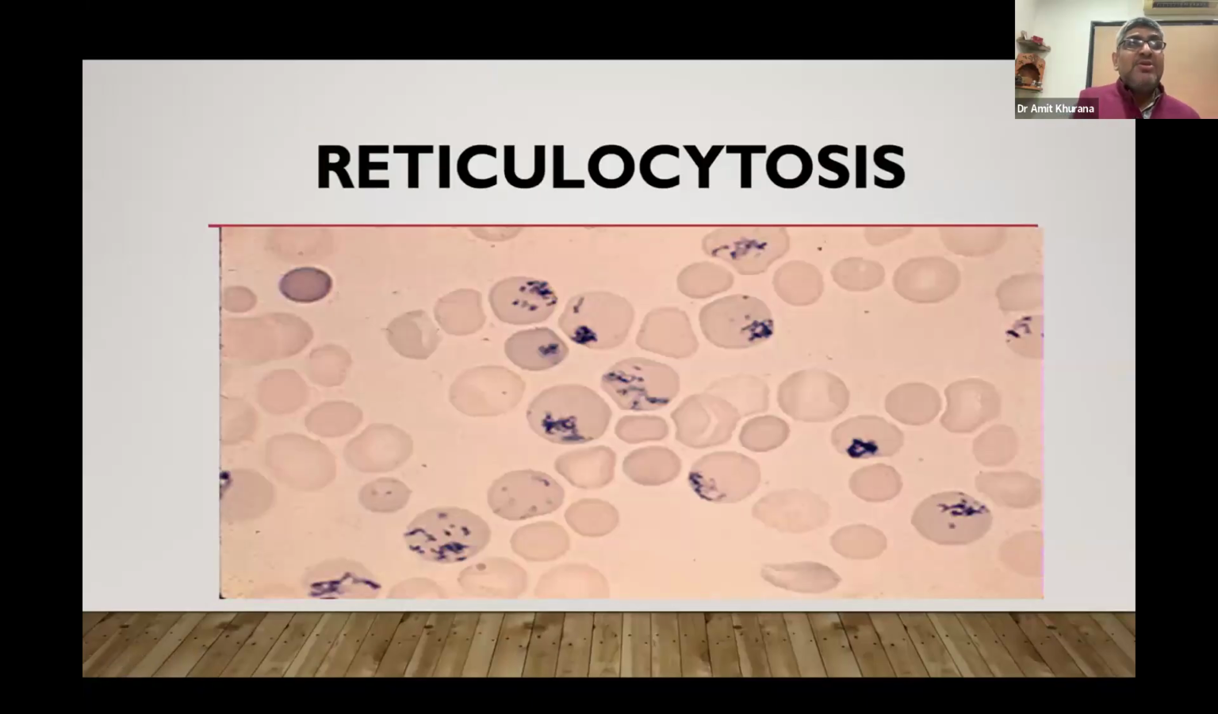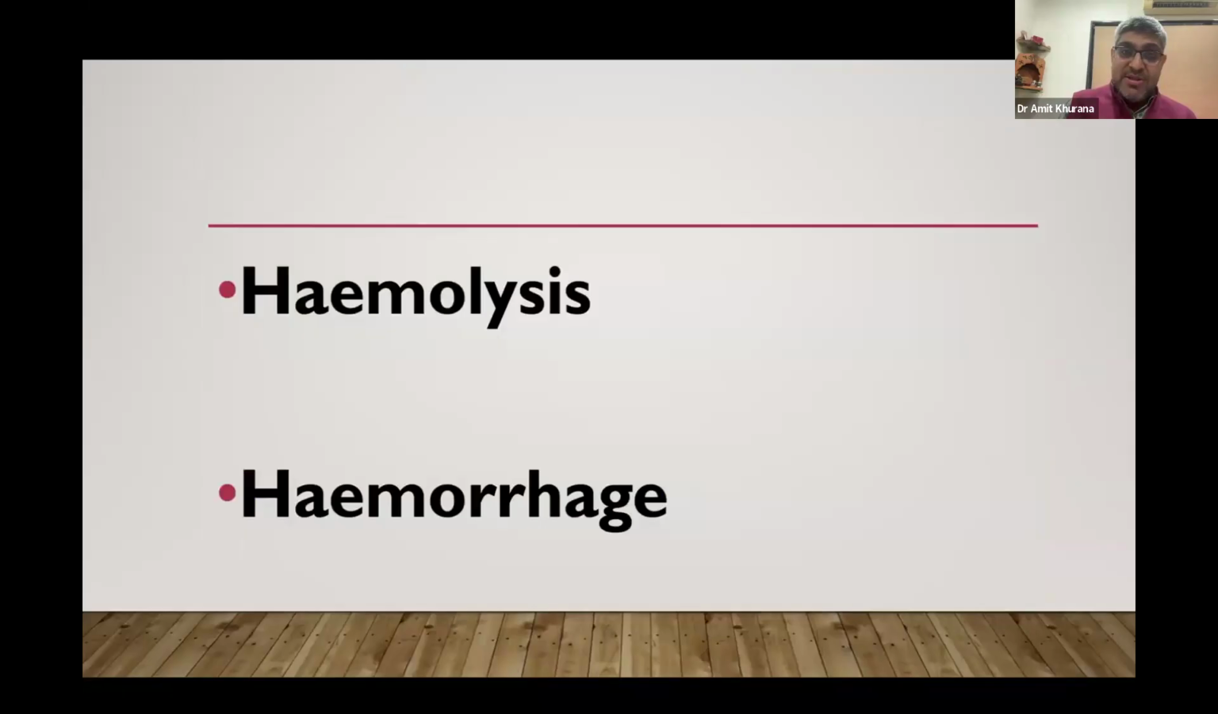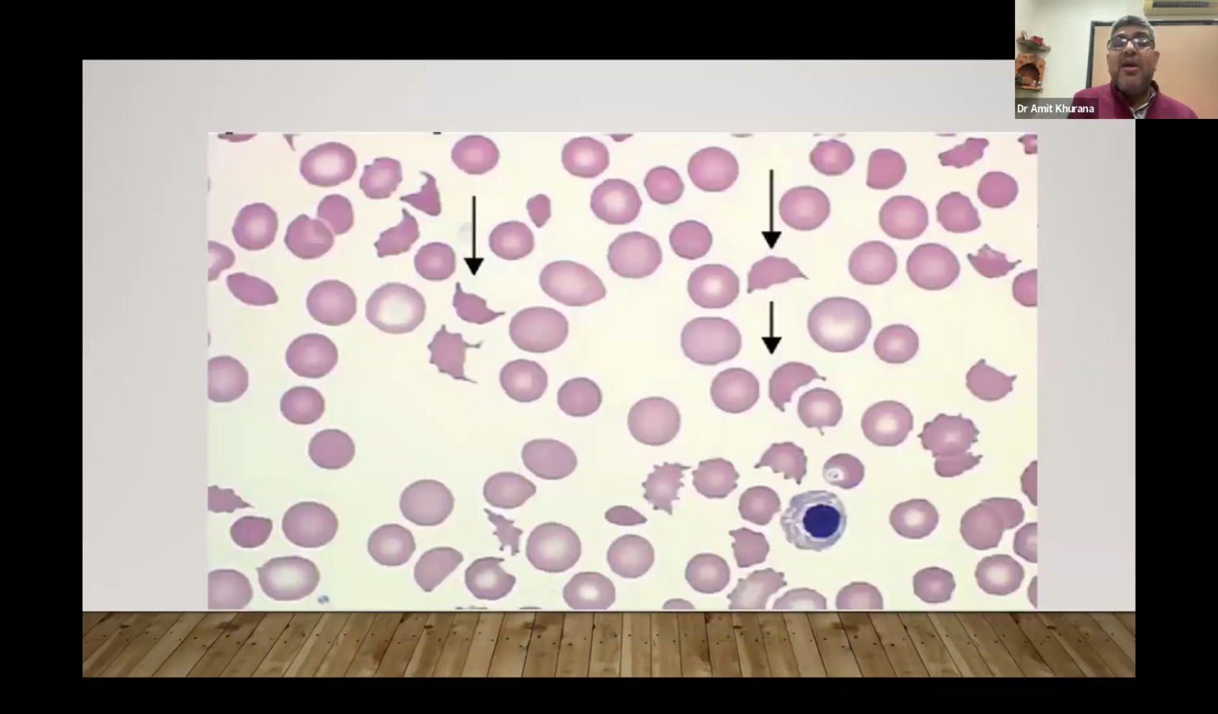Very, very important you must know are the causes of high MCV with reticulocytosis. When I tell you a high MCV with anemia with reticulocytosis, you must think of only two conditions. Are you dealing with hemolysis or are you dealing with hemorrhage? So reticulocytosis with high MCV with anemia, only two conditions: hemolysis and hemorrhage.